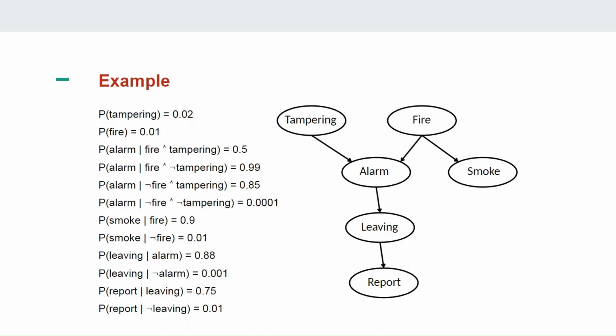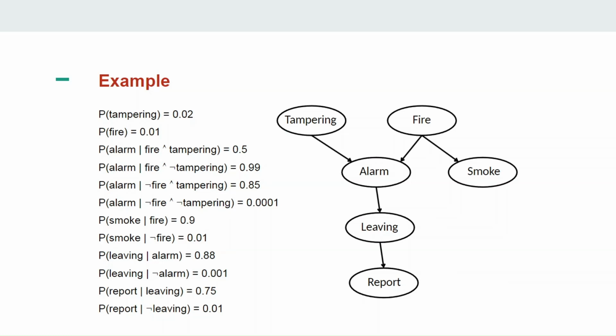Now, for alarm, I want to take the case where tampering is false and fire is false, which is which one? The last one, right? Okay. I have this value, because again, we're generating them in order. So what's the value for alarm? False, right? Still false.